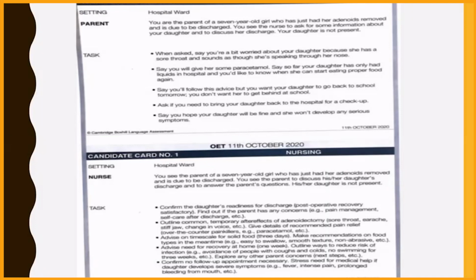Hospital ward. You see the parent of a 7-year-old girl who has just had her adenoids removed and is due to be discharged, and you see the parent to discuss his or her daughter's discharge and to answer the parent's questions. His or her daughter is not present. Thank you. Yeah. So this is a setting of a hospital ward.